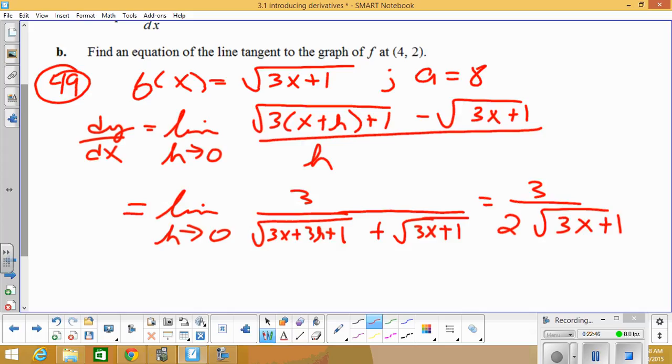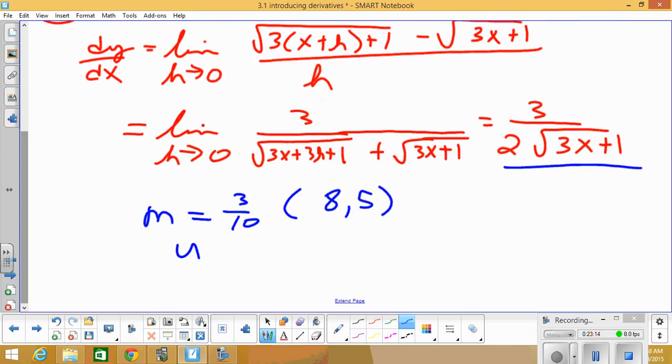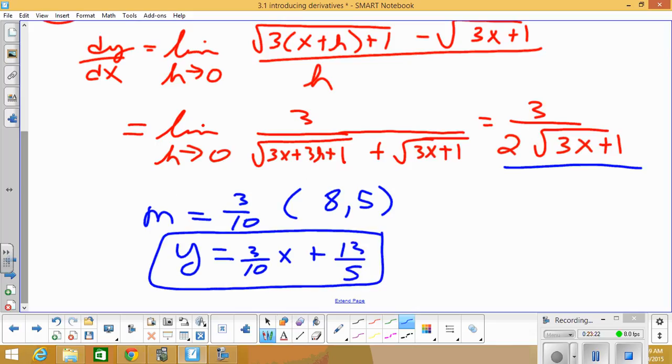Then if I want to, they said, okay, use this point when a is 8. Really, they're saying when it's 8, and you would plug in 8 into the function, and we get 5. So I'm going to use that point. We're going to use this derivative for the slope, find slope in the equation of the line. So slope should end up being 3/10. We're going to use the point 8,5 and write an equation of a line. That should be y equals 3/10 x plus 13/5. So it would be the same process again.